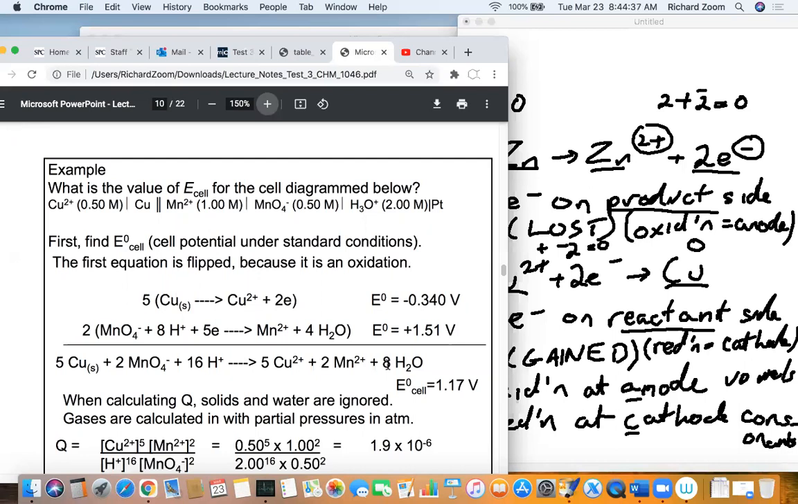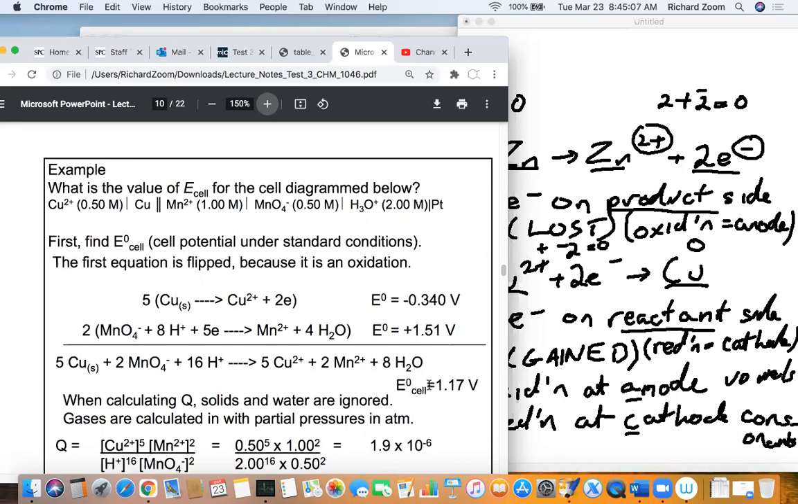All right, so now we've got the E naught, so we just add those together, and that gives us the E naught cell, which is 1.17 volts. Now this is the standard cell potential. This would be what this would be if these were all 1 molar, but they're not. There's 0.5, this one's 1, but this one's 0.5, and this one's 2.00. So, you know, we can't use this as our cell potential. We're looking for E cell, not E naught cell.